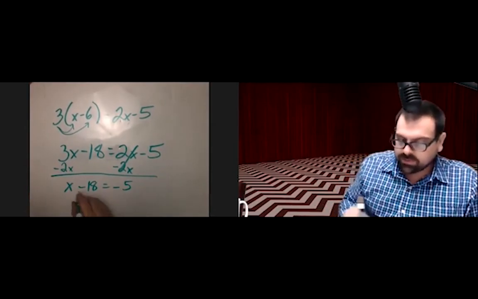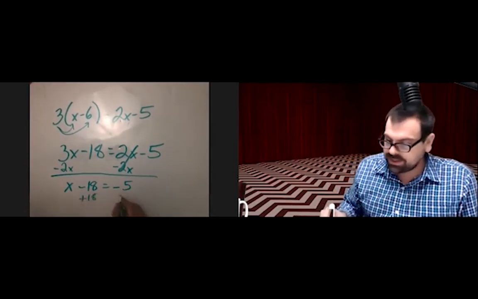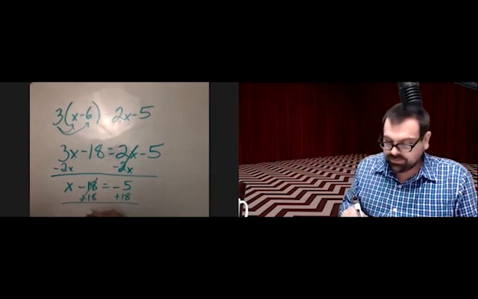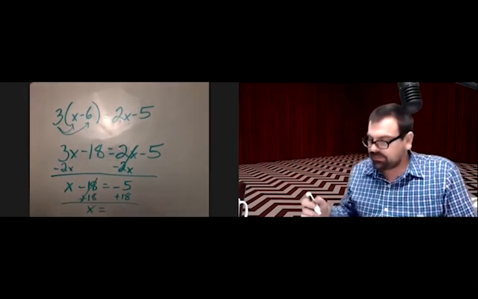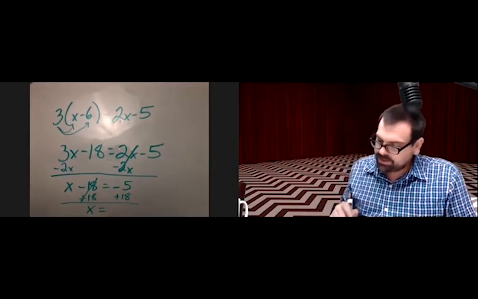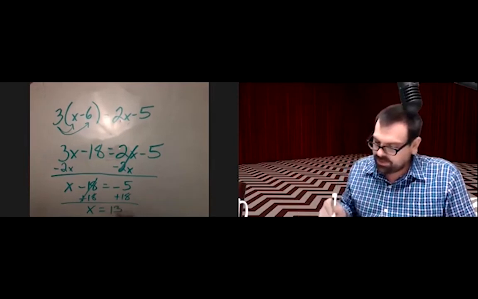We're going to go ahead and get rid of minus 18 with plus 18 on both sides, leaving us just with x on the left. Negative 5 plus 18, that is going to be positive 13.